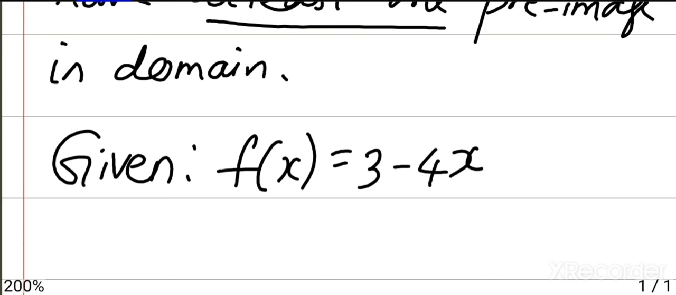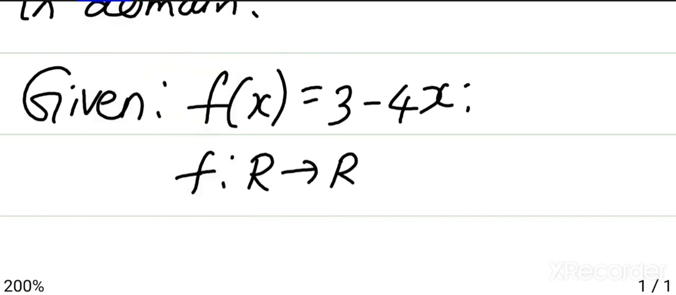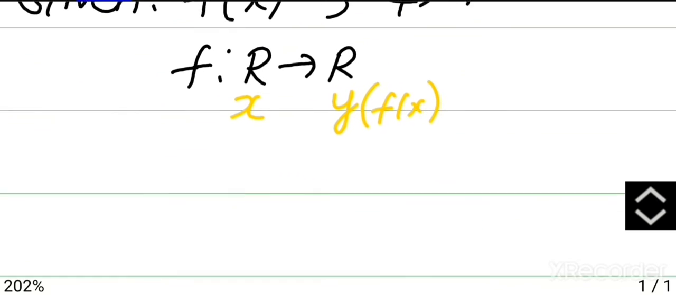Here it's given f of x is 3 minus 4x, where the function maps from R to R. What is the meaning of this R to R? This is x and this is y, and y is nothing but f of x. So the elements of the domain are real numbers and the elements of y are also real numbers. Then moving on with the solution.